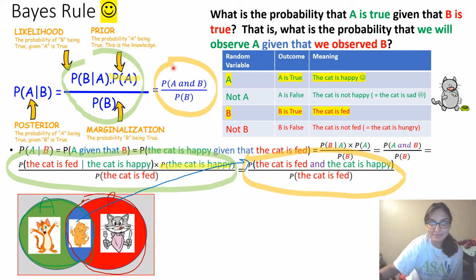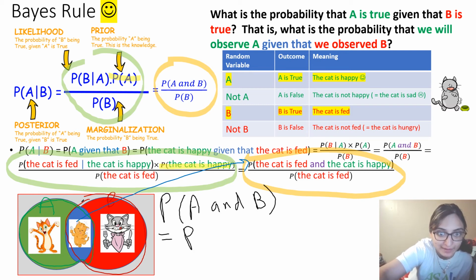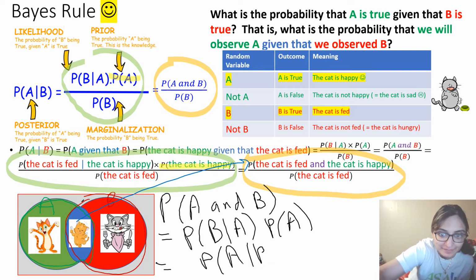So the probability of A and B is equal to the probability of B given A times the probability of A. So actually, just the rules of conditional probability would say that this is equal to the probability of B given A times the probability of A, or it's also equal to the probability of A given B multiplied by the probability of B.